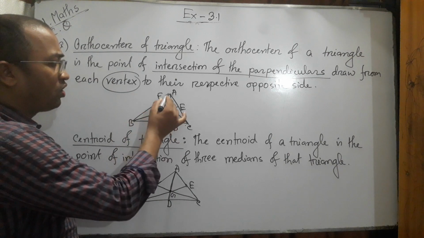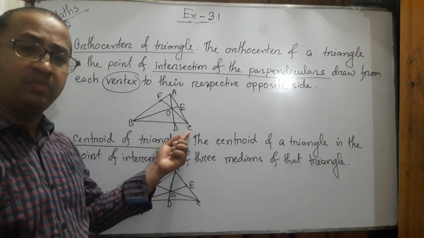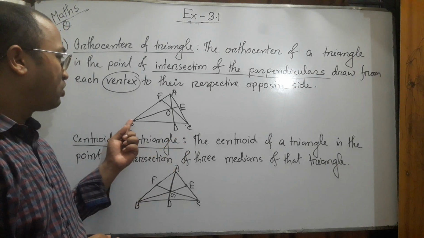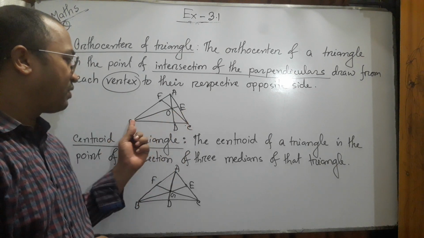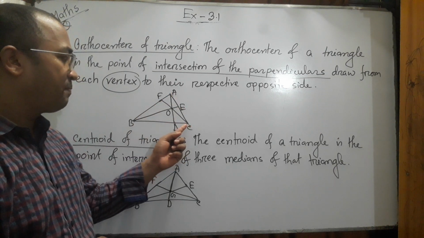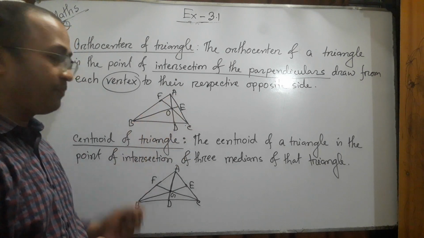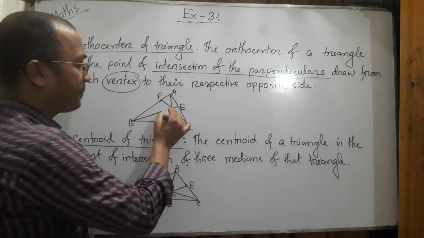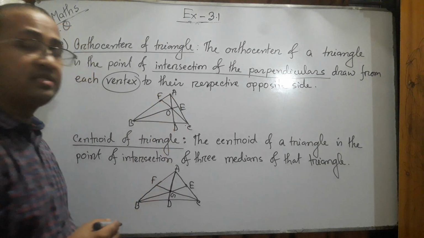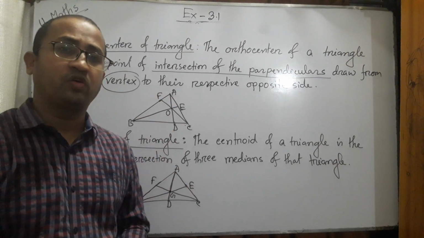So we draw AD perpendicular from the vertex A to the line BC. Similarly, we draw BE perpendicular from the vertex B to AC, and we draw another perpendicular CF from the vertex C to line AB. Look, these 3 perpendiculars intersect each other at a point O. So this O is the orthocenter for this triangle.